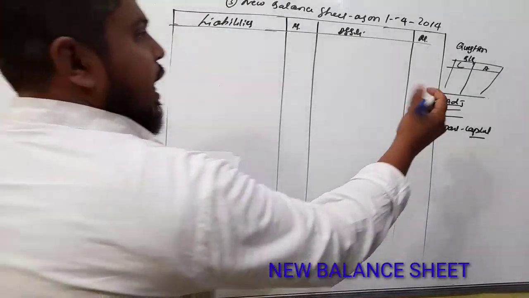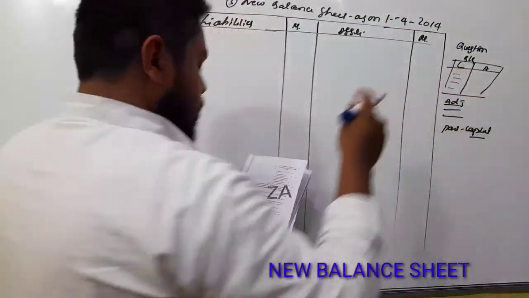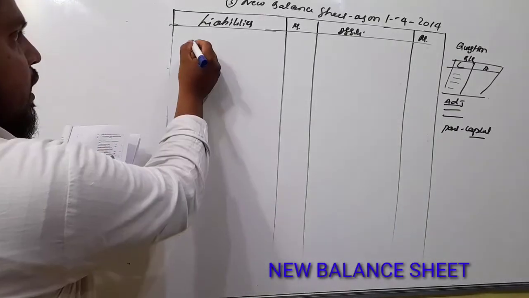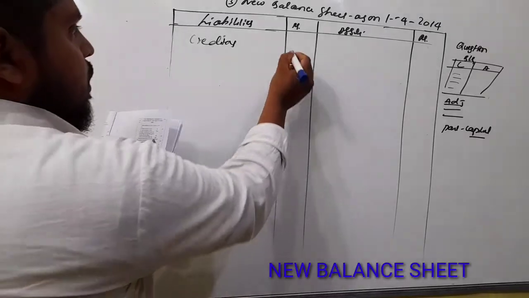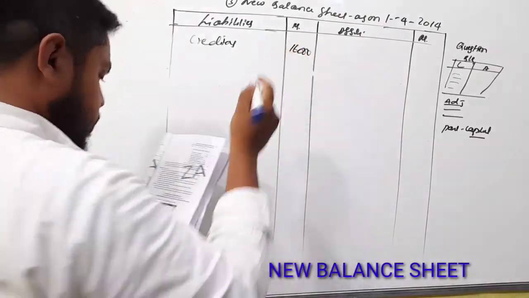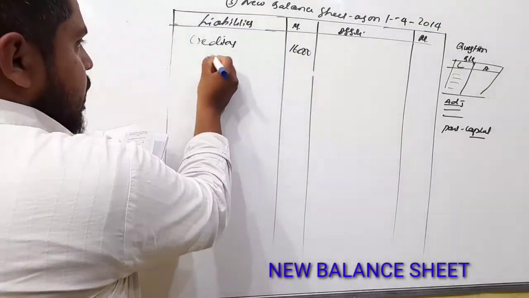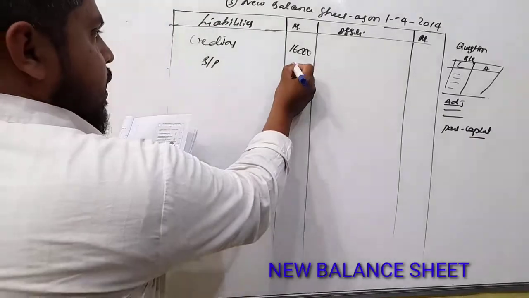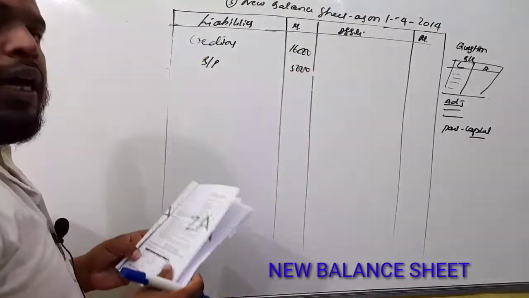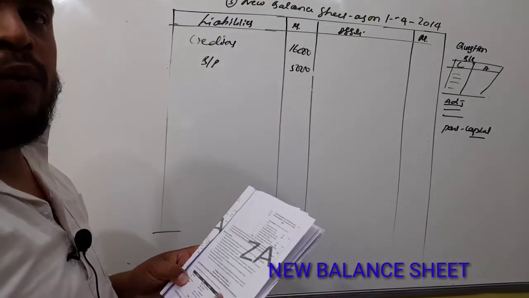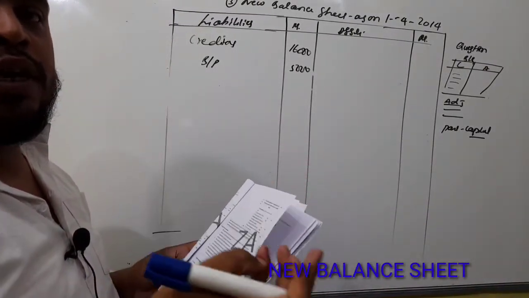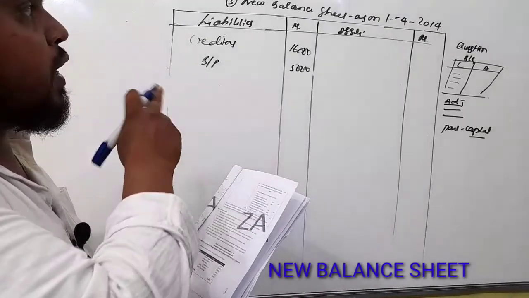See, first the liability side. On the liability side, the question gives creditors. For creditors there is no adjustment, so 16,000 you can enter directly. Bills payable 5,000. Then reserve fund: we have already taken the reserve fund, general reserve and P&L account under the partners' capital account, so we have to ignore them. We should not repeat them here.